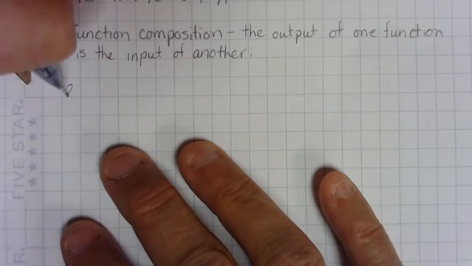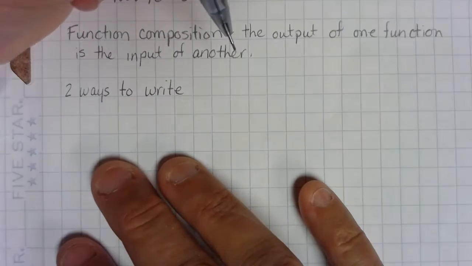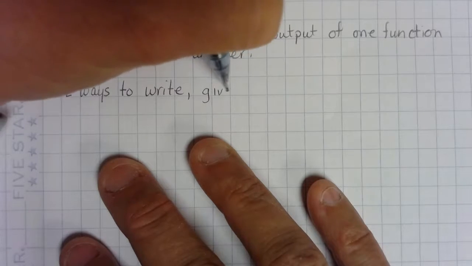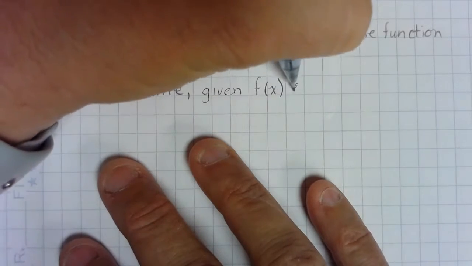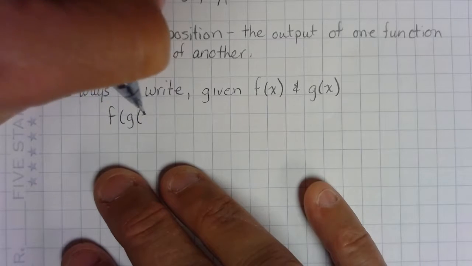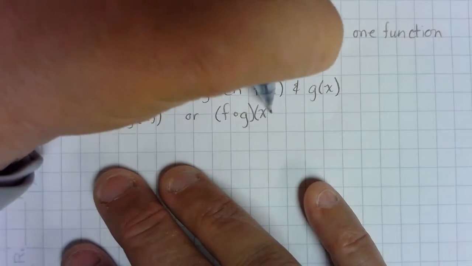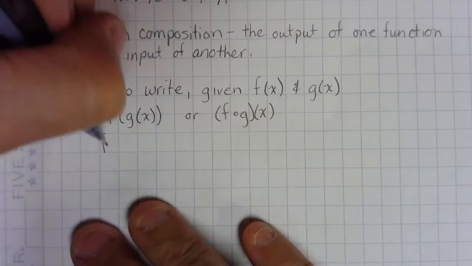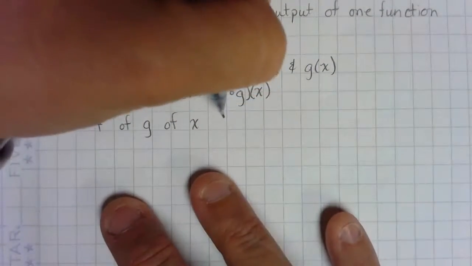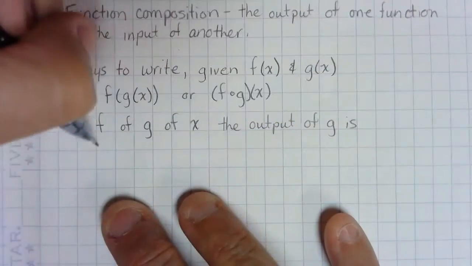It can be written two ways. I always saw it with parentheses when I was younger, so that's the way I look at it. Let's say you're given f of x and g of x. You can write it as f of g of x or f composed with g of x. Both are spoken f of g of x. Basically, the output of g is the input of f.